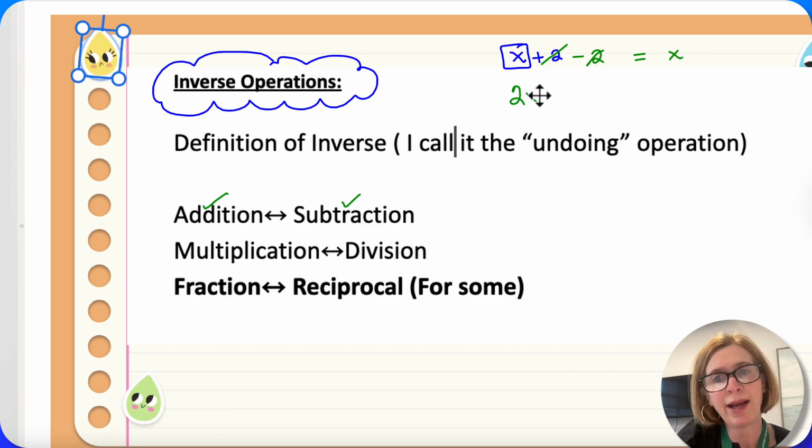If I gave you 2x, well, what is happening to the x? What is 2 doing to the x? Well, we know that there's a hidden multiplication sign right there, so it's being multiplied.